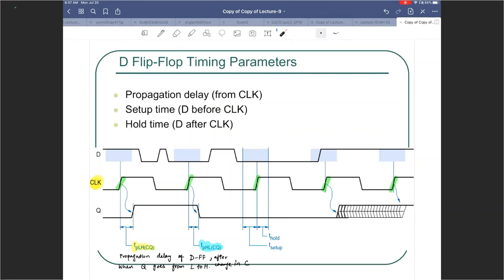Stable, satisfies the timing parameters. Stable, problem, right? So the moment you break the rule, which rule did we break here? Did we break the setup time or the hold time? So this is a question to you guys. Did we break the setup time rule or the hold time rule?